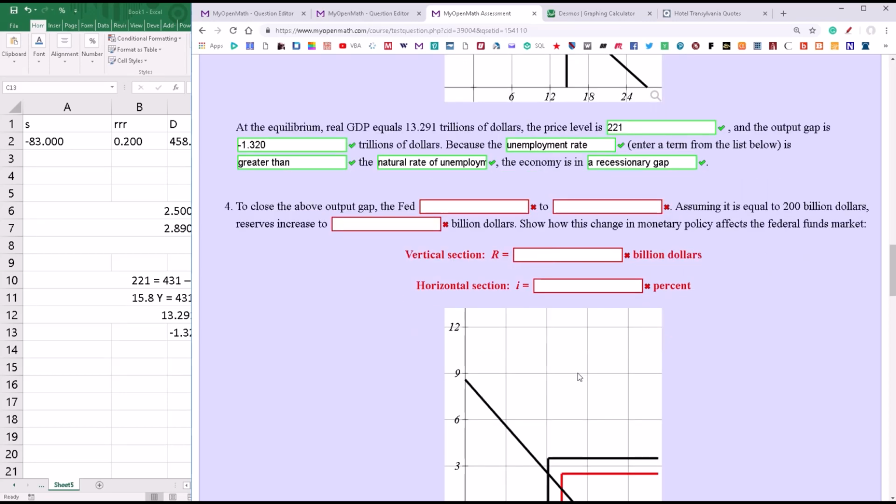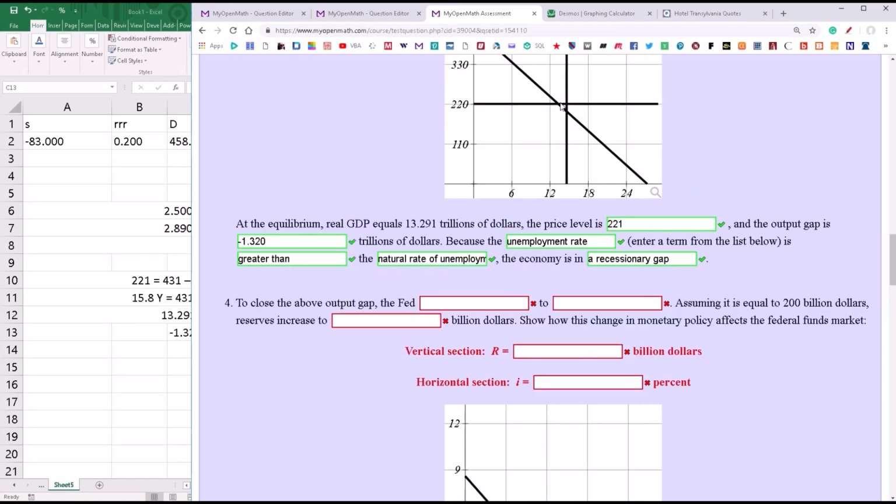Okay. Now to close this gap, to move this point to here, the Fed wants to increase aggregate demand so it shifts from here to there. So it'll be like right in here somewhere, right? To do that, the Fed has to do what? The Fed conducts an open market purchase to lower the federal funds rate.